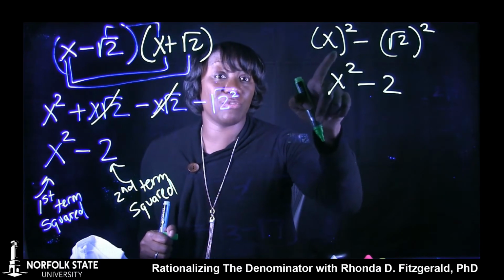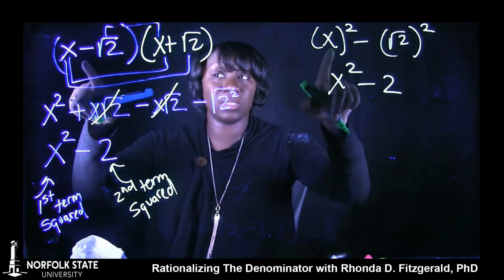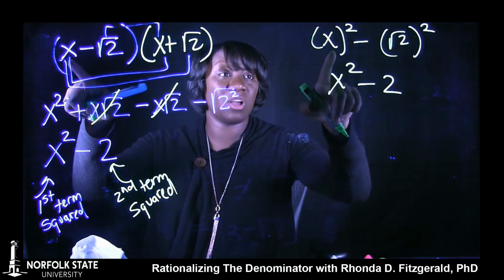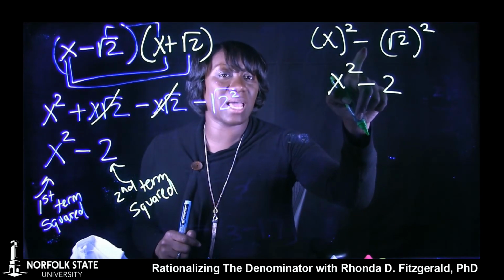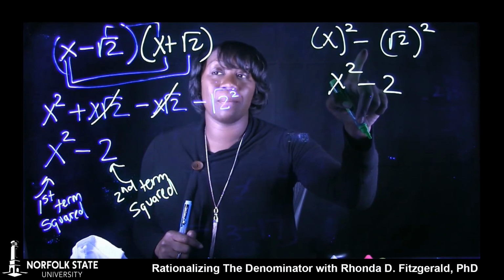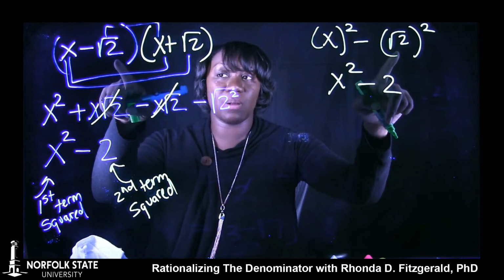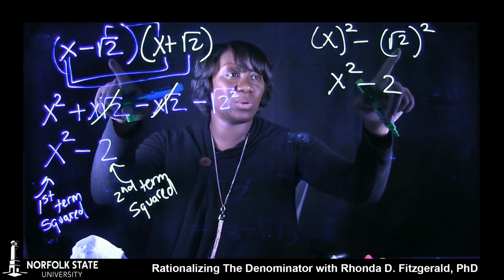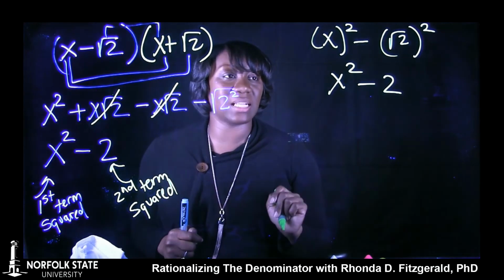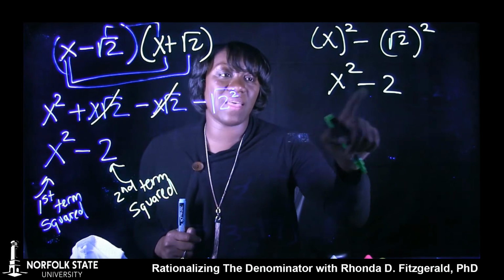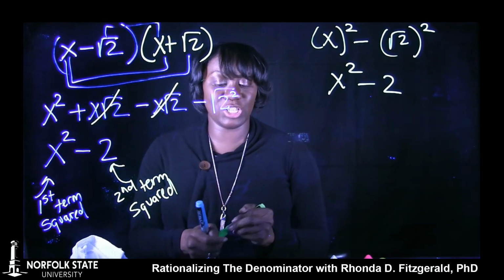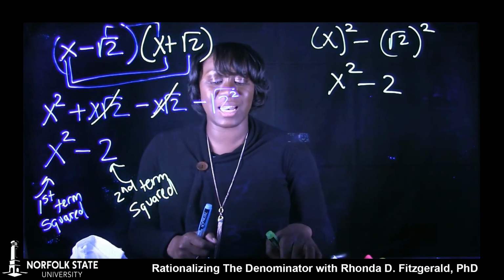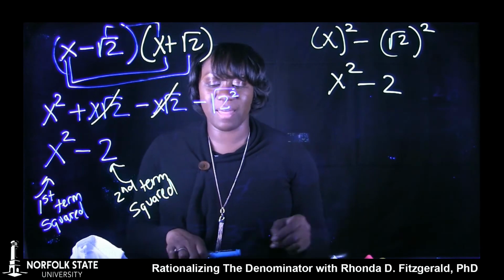Once again, it would be the first term squared. Notice that's my first term, x. Raise that to the power of 2. The sign in the middle will always be minus. The second term, the square root of 2, I raise that to the second power as well. And that simplifies simply to x squared minus 2. So that's a nice, quick little short method.